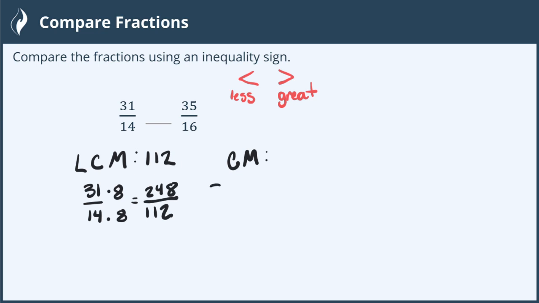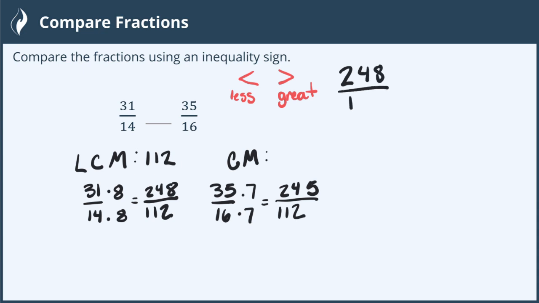On the right-hand side, we have 35/16, and 16 multiplied by 7 will give us 112, which means we also need to multiply the numerator by 7, and 35 times 7 is 245. Now that these have a common denominator, I can make a comparison much more easily. So I'm really comparing the two fractions, 248 over 112 compared to 245 over 112.